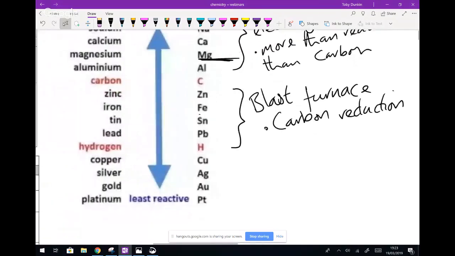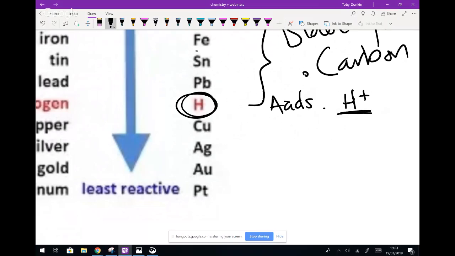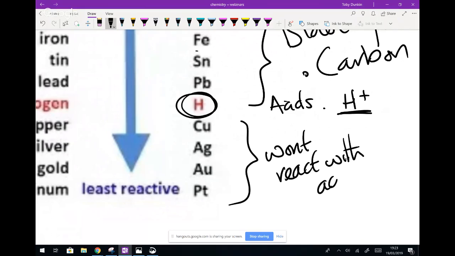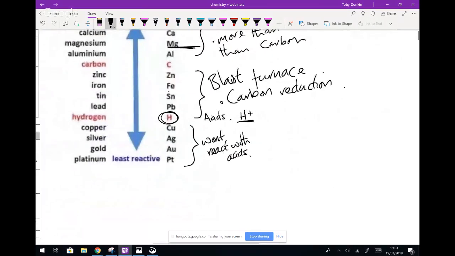Okay, now just to quickly mention hydrogen. Hydrogen is important because it comes into play in terms of our acids. We know that acids provide me with H+, and any metal below hydrogen won't react with acids. And it's nice for me to talk about this reactivity series.